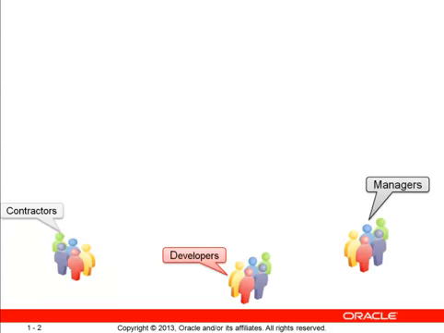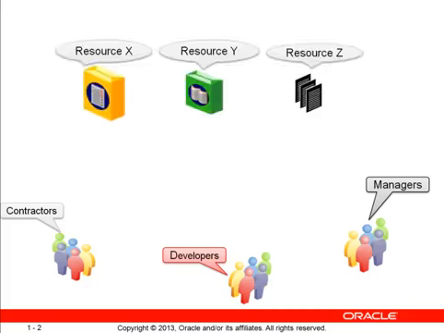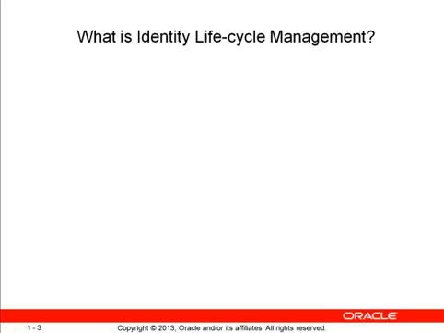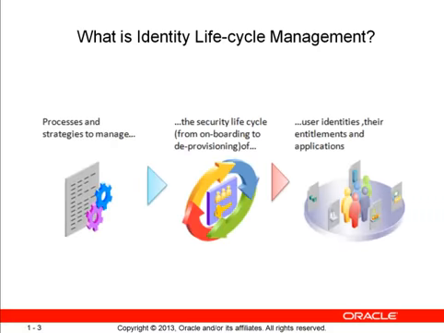The contemporary goal of any growing organization is to manage the employees in different roles, their entitlements, and distinct access needs securely. Hence, effective identity management solutions are needed. So what is identity lifecycle management? It is processes and strategies to manage the security lifecycle of user identities, their entitlements, and applications. The security lifecycle starts with initial onboarding and ends with final deprovisioning of an identity.